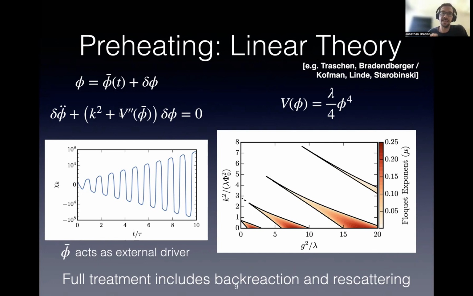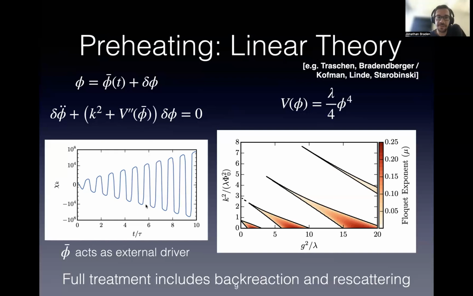The key thing here is that V double prime, which is the curvature of the potential, is evaluated at whatever the mean value is. And the mean value of that field is oscillating in time, which means that this term is oscillating in time. And so I have a harmonic oscillator with a time-dependent mass, and that mass is oscillating in time. It's well known that when you have harmonic oscillators like this, there tend to be exponential instabilities for certain choices of k and parameters that go into your potential.